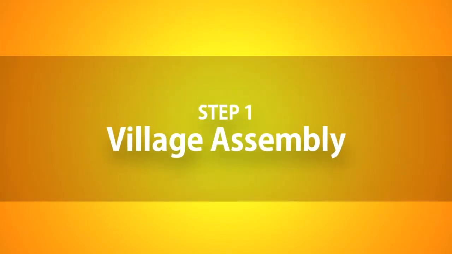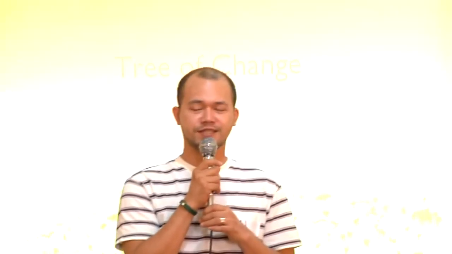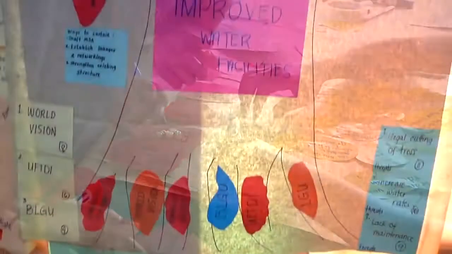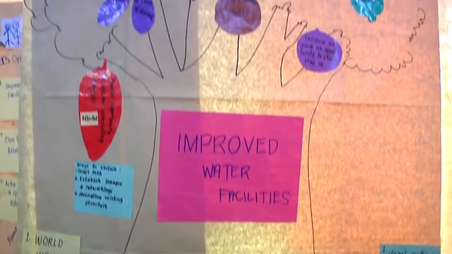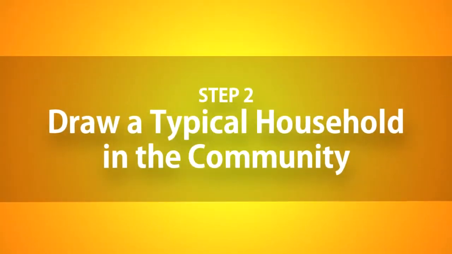Step 1. Village Assembly. Introduce yourself and the purpose of the exercise. Explain to the community that the tree represents the development that took place in their village. The fruits represent the positive changes that have taken place, and the roots represent the contributors that have allowed the fruit to grow.